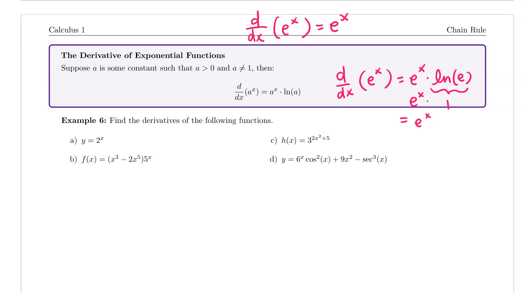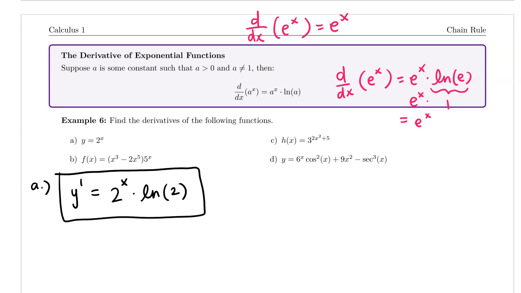Example 6 says find the derivatives of the following functions. So in part A, if I'm just using the formula in the purple box above, the derivative would equal 2 to the power of x times the natural log of 2, and that is our answer for part A.